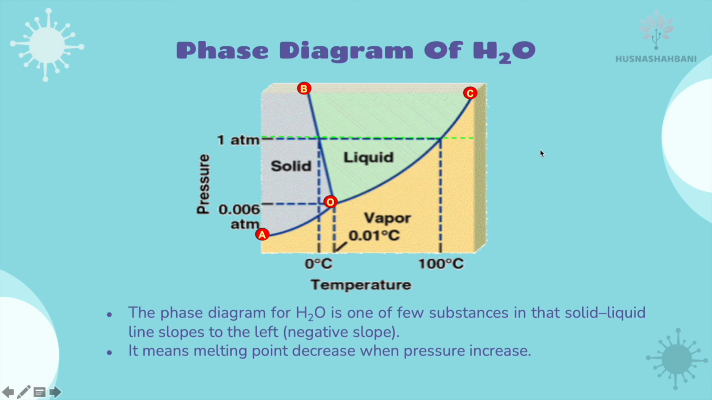The phase diagram for water is one of few substances with this solid-liquid line slope. If you look at this slope, it's different from carbon dioxide. Carbon dioxide has positive slope. The slope is slightly tilted to the right for carbon dioxide. But for water, this slope is tilted to the left. It means it's negative slope. Negative slope means if you increase the pressure, the temperature decreases. It means melting point decreases when the pressure increases. When you increase the pressure, the melting point will decrease.